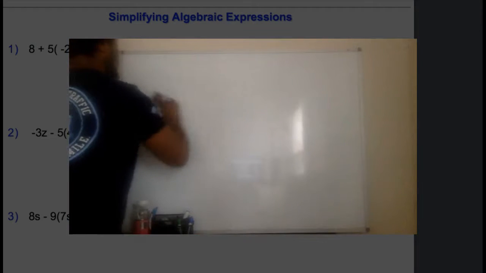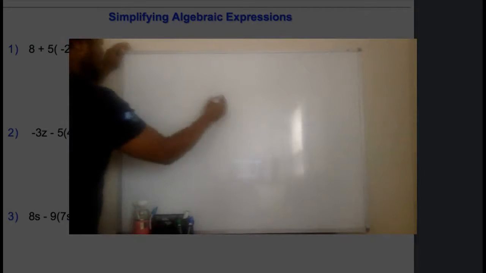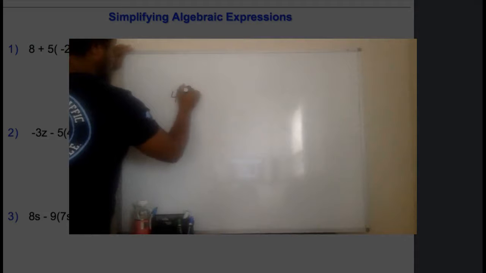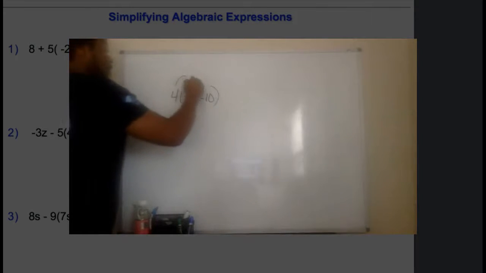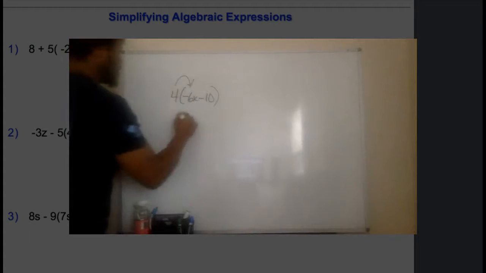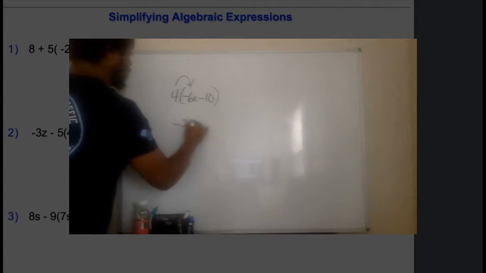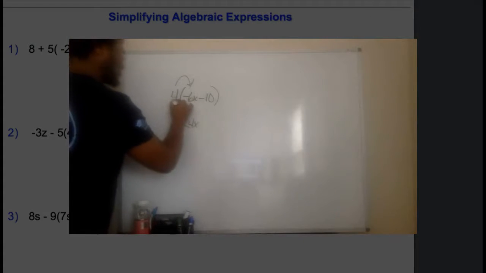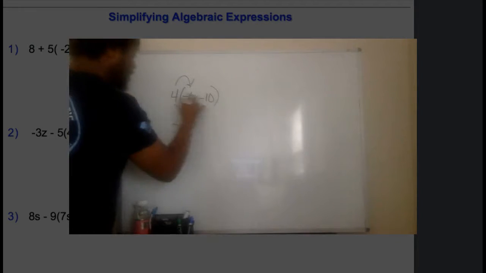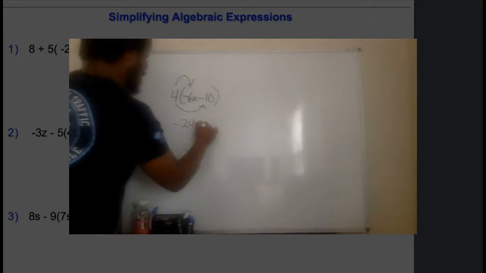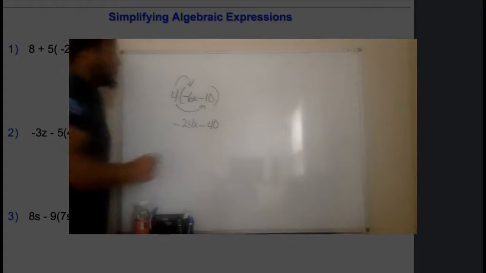Let's try one more quick example. So let's make this a 4, parentheses, negative 6x minus 10. So we've got to distribute. 4 times a negative 6 gives you a negative 24x. 4 times that negative 10, okay, that's a negative 40, and so that will be minus 40. Okay?